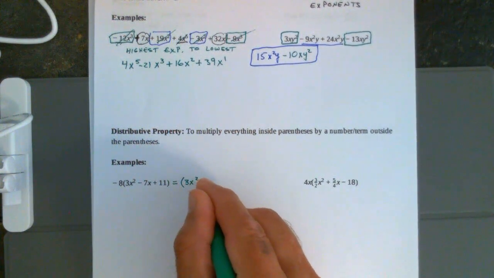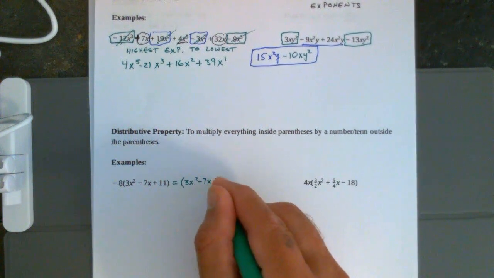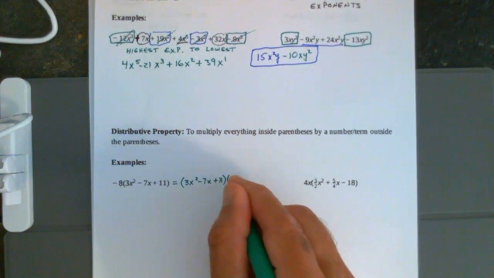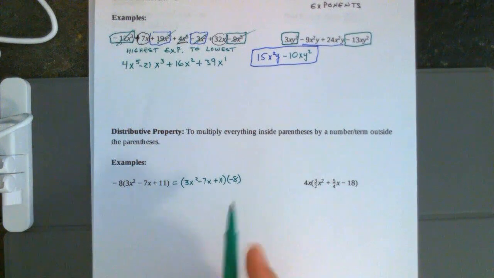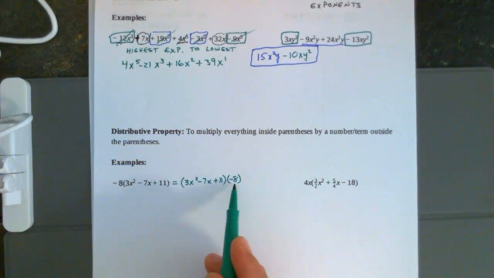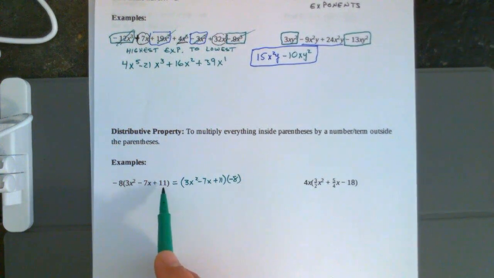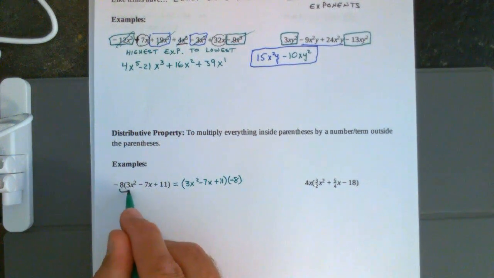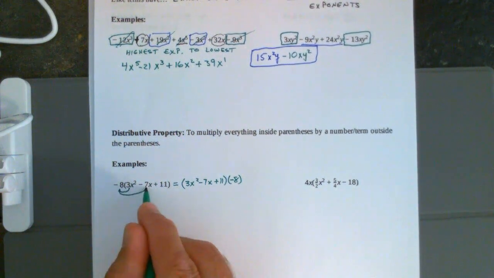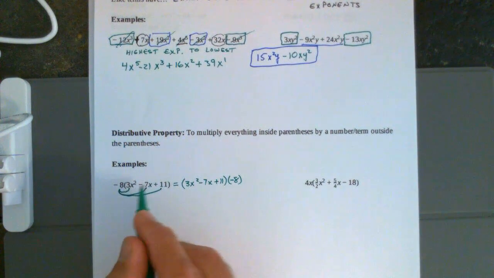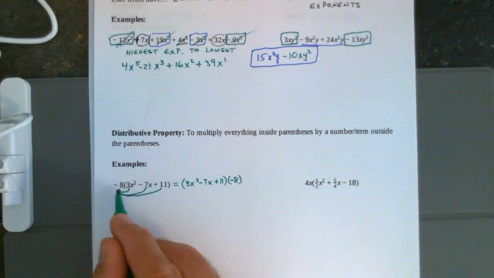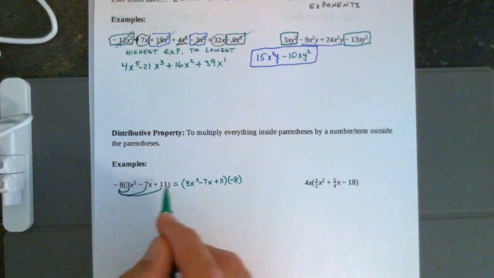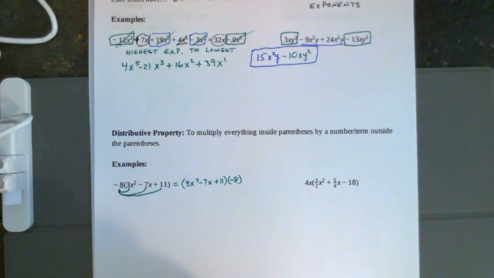So if it was 3x squared minus 7x plus 11, and then we had parentheses and a negative 8, that still says multiply. So you need to be aware that sometimes the number you're distributing is after the parentheses. Okay? So we just need to multiply each thing inside the parentheses by negative 8. Again, there's no x out here, no variable that we're multiplying by, so the variable parts won't change, just the numbers, or the coefficient and the constant, will change.